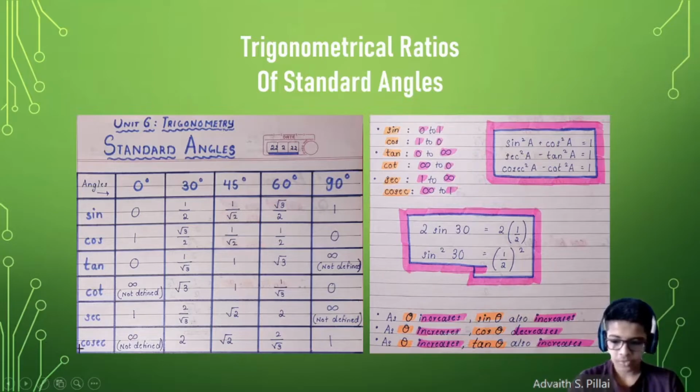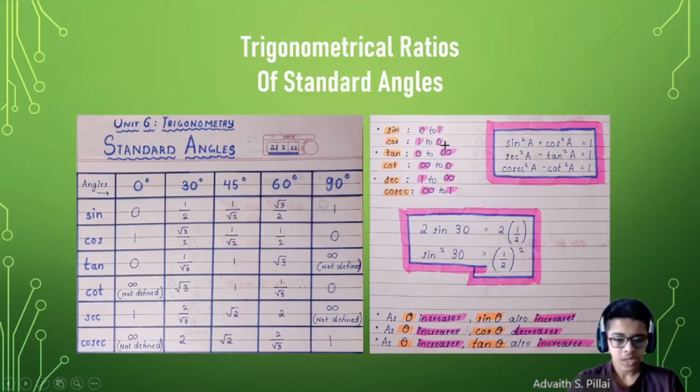Now let's look at cosec. Cosec 0 is infinite or not defined, cosec 30 is 2, cosec 45 is root 2, cosec 60 is 2 by root 3 and cosec 90 is 1. So cosec is the reciprocal, the inverse of sine, and cosec is also opposite to sec.